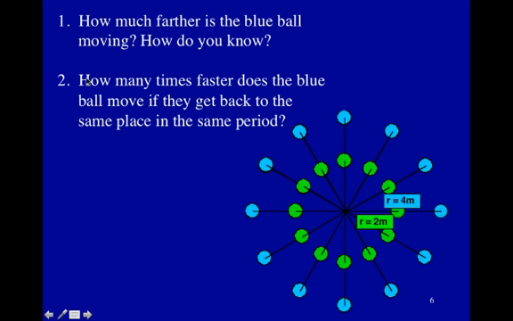That being the case, how many times faster does the blue ball have to move in order to get back in the same period, in order to get back to the same place at the same time? Well, quite obviously, if the time is the same for both of them to get around, then the blue ball must be moving faster, and since it has to go twice as far, it must have to go twice as fast.